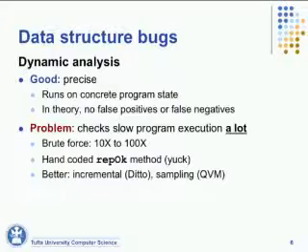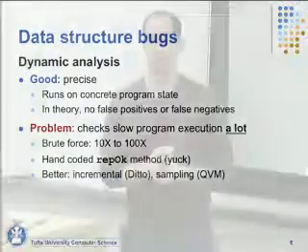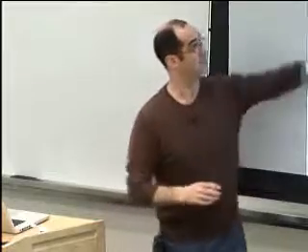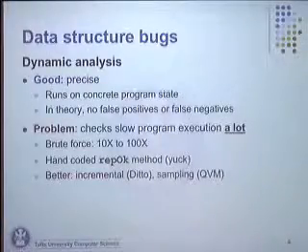The problem here is that it's really slow. There are some brute force approaches that are in the 10x to maybe 100x slowdown range to check program properties. So JML, and there's a bunch of these.